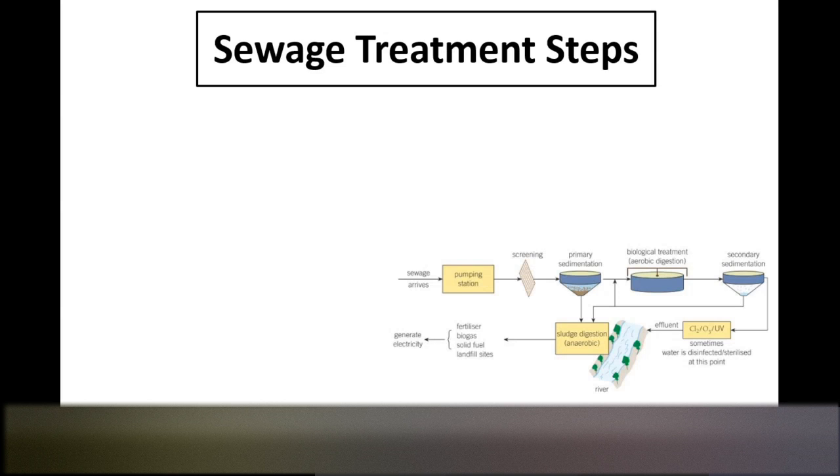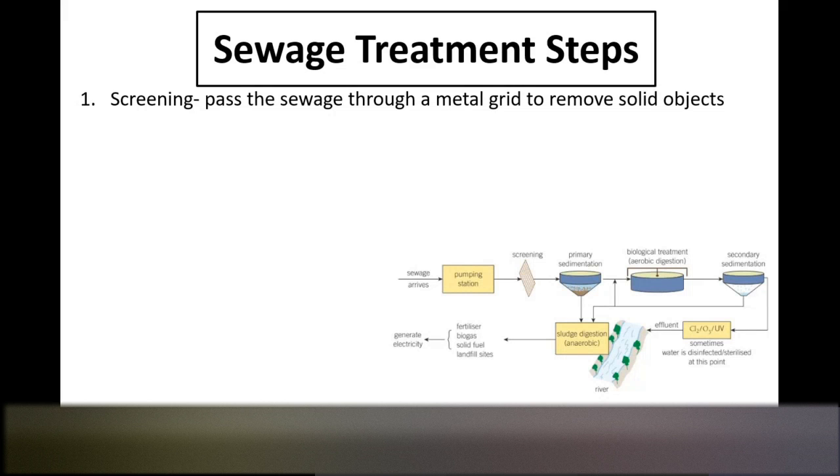So what are the steps for sewage treatment? I'm going to go through this slowly and then we're going to look more at the diagram to bring this all together. The first step is screening, where you pass the sewage through a metal grid to remove solid objects. We can see that in the diagram. The sewage arrives and it goes through screening. Any large particles are not able to pass through, so we're able to remove the solid objects.